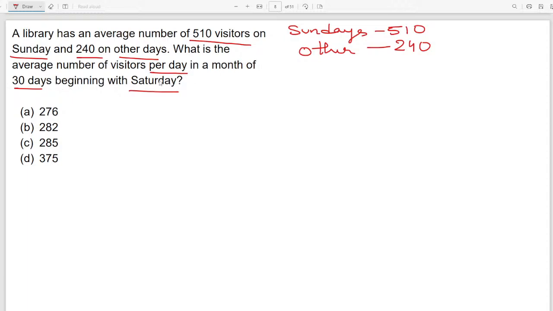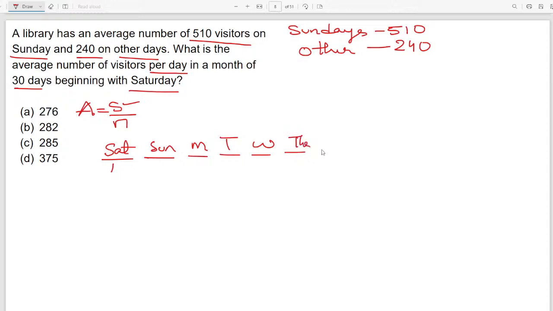So we know that average is equal to the sum of all the visitors of all the days divided by the number of terms, that is 30 days in this case. To calculate the sum, they have said that the first day of the month is Saturday. This is Saturday, the first day, and Sunday, Monday, Tuesday, Wednesday, Thursday, Friday. 2, 3, 4, 5, 6, 7. And the 8th day would be again Saturday.